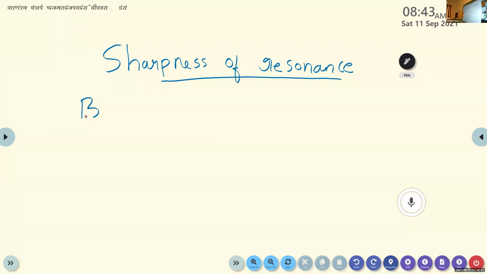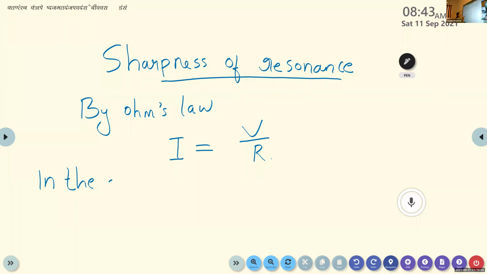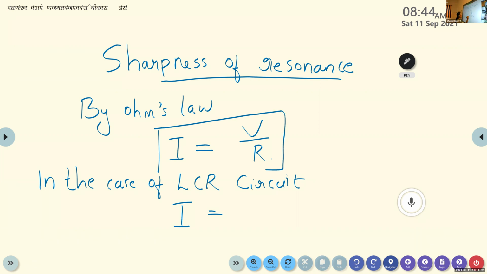By Ohm's law, we know that I is equal to, what is the equation for calculating I by Ohm's law? I is equal to V by R. But here we consider an LCR circuit. In the LCR series combination, the value of I is equal to, this is the general expression for calculating the current, I is equal to V by R. But here we do not only consider the resistor, we consider the case of LCR: inductor, capacitor and resistor.